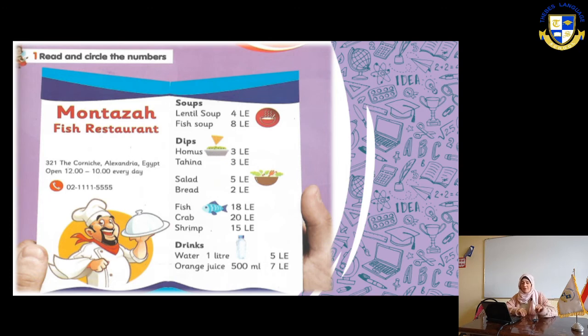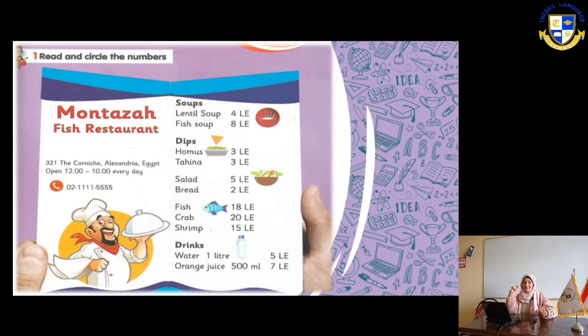The phone number of this restaurant is 02-111-15555. Okay, 4 ones and 4 fives. What can you eat in this restaurant? First of all, we have soups. Lentil soup for 4 LE, 4 pounds. Fish soup for 8 pounds.